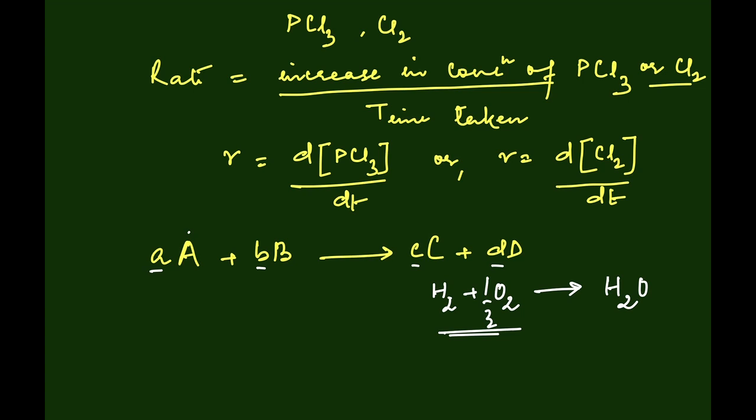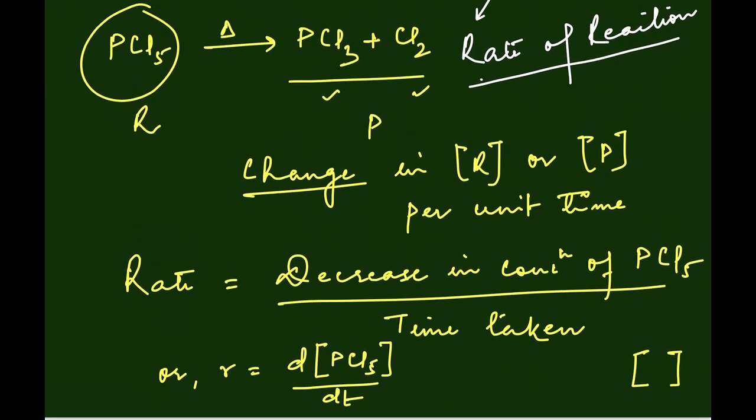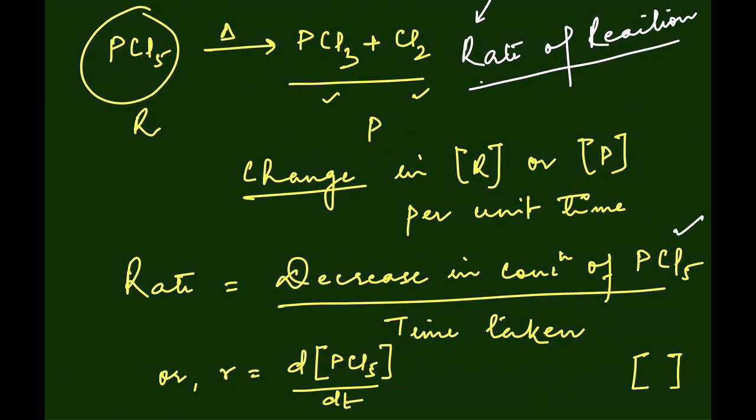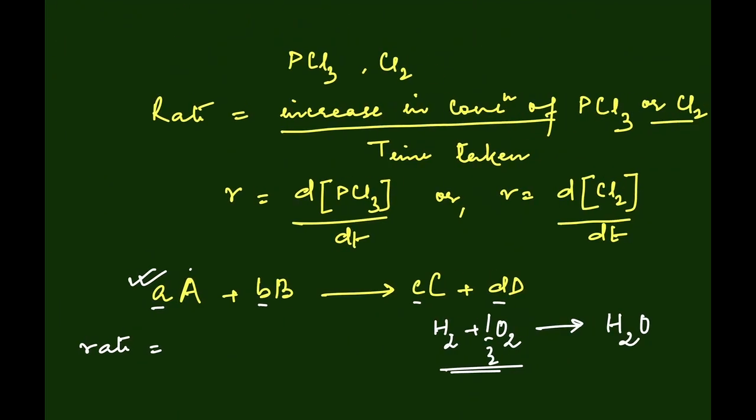Now how do we write the rate of reaction for this general reaction? As we know, in the decomposition of PCl5, we mentioned that the rate will be equal to the decrease in concentration of PCl5. This decrease needs to be shown with the help of a negative sign. So we put a negative sign here to indicate that the concentration of the reactant is decreasing, right? This is the same thing we are going to apply here.